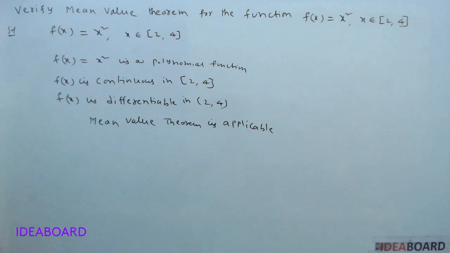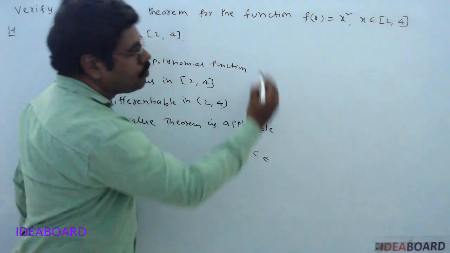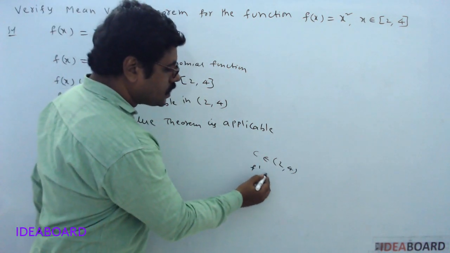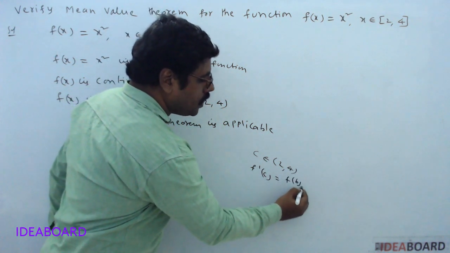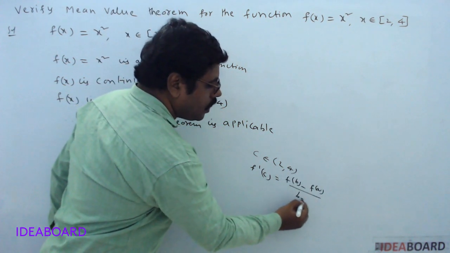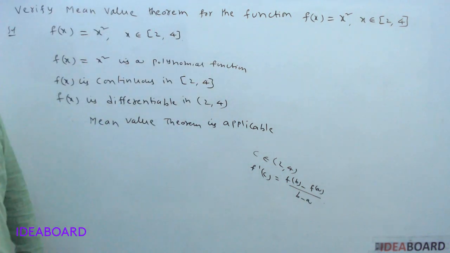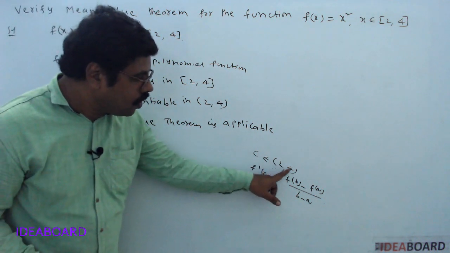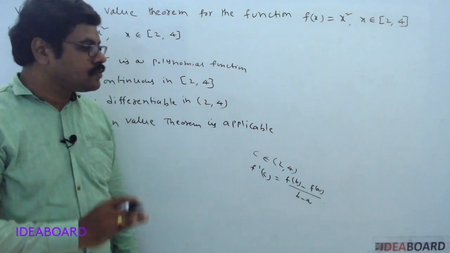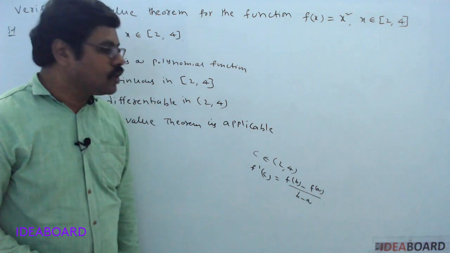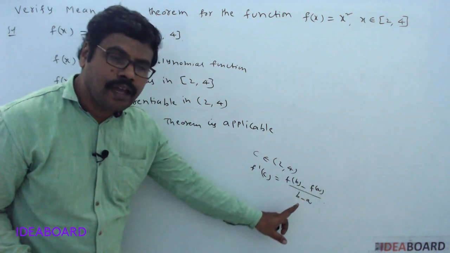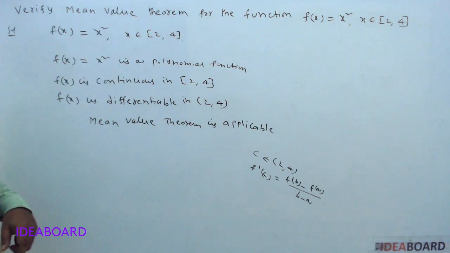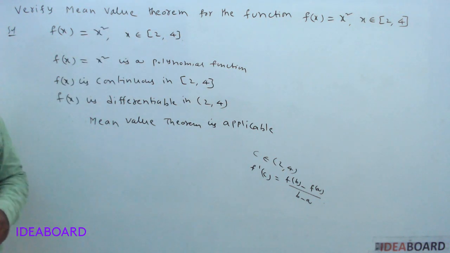Now we need a value of c which belongs to open interval 2 comma 4 which is satisfying the condition f dash of c equals f of b minus f of a divided by b minus a. If you find a value of c in the open interval 2 comma 4 which satisfies the condition f dash of c equals f of b minus f of a by b minus a, then we say that mean value theorem is verified for the function f of x.